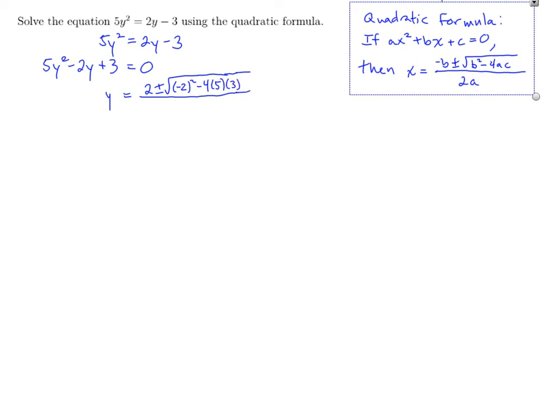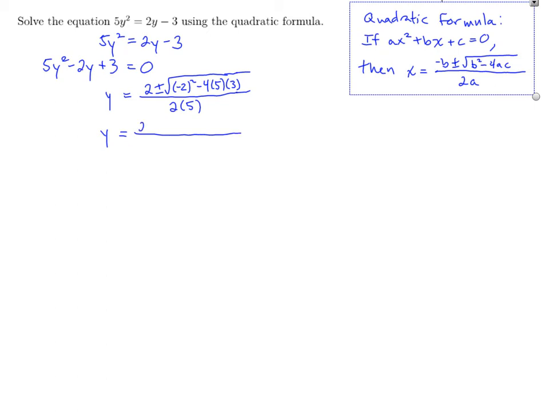So in the numerator, we have 2 plus or minus the square root of the number negative 2 squared minus 4 times 5 times 3. Now this is all divided by 2a, and as we said, a is 5, so this is all divided by 2 times 5. From here, we're going to simplify what's inside that radical.